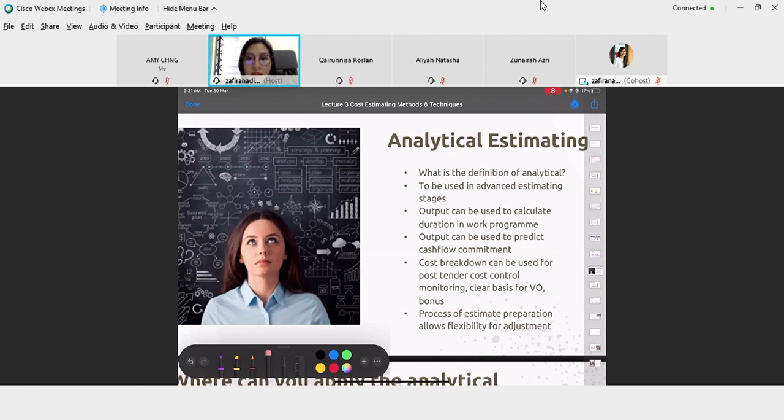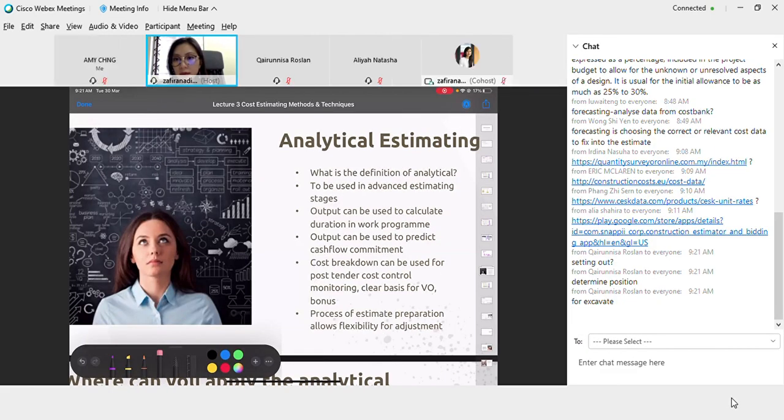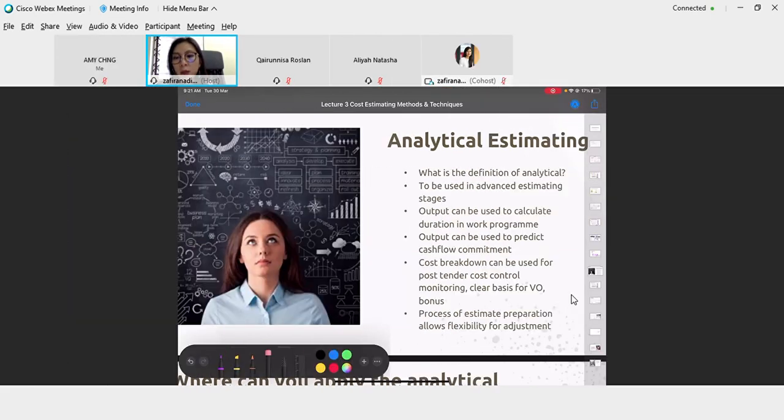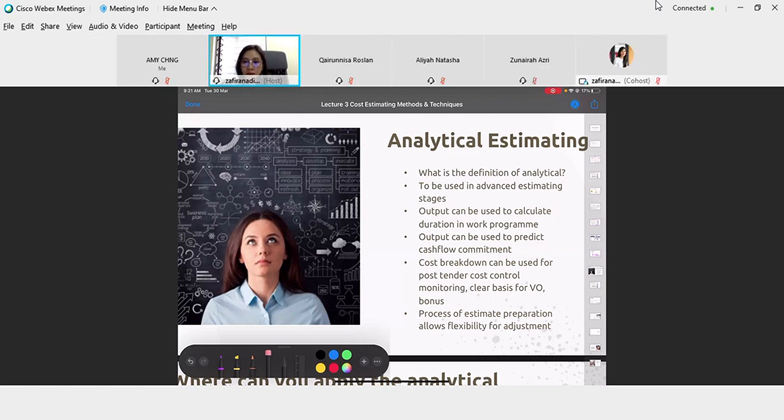What is setting out? Okay, that's correct. More? Muhammad Afiq? Site clearance, correct. Okay, those are the things that we have to do.